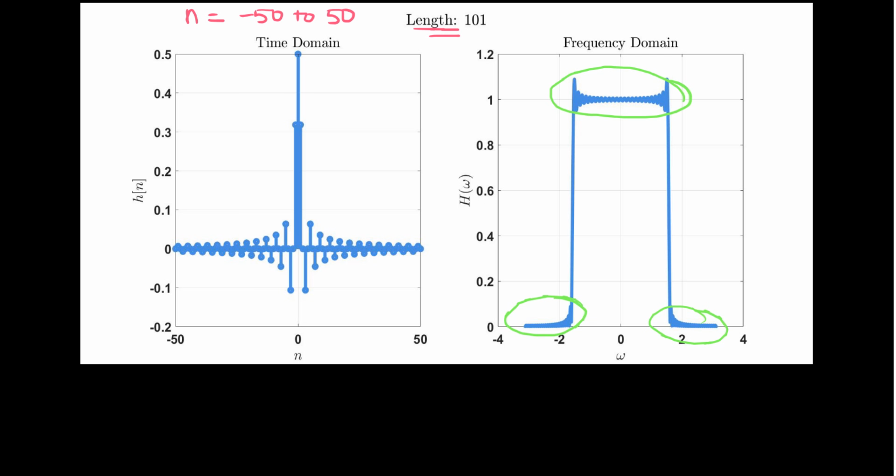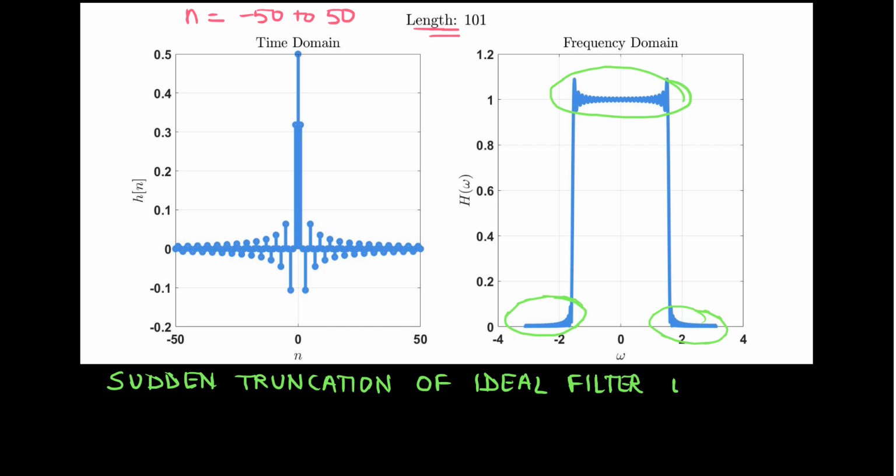So what we can see is that this sudden truncation of the ideal filter leads to ripples in the frequency domain, that is, in H of omega. And this typical phenomenon is referred to as the Gibbs phenomenon.